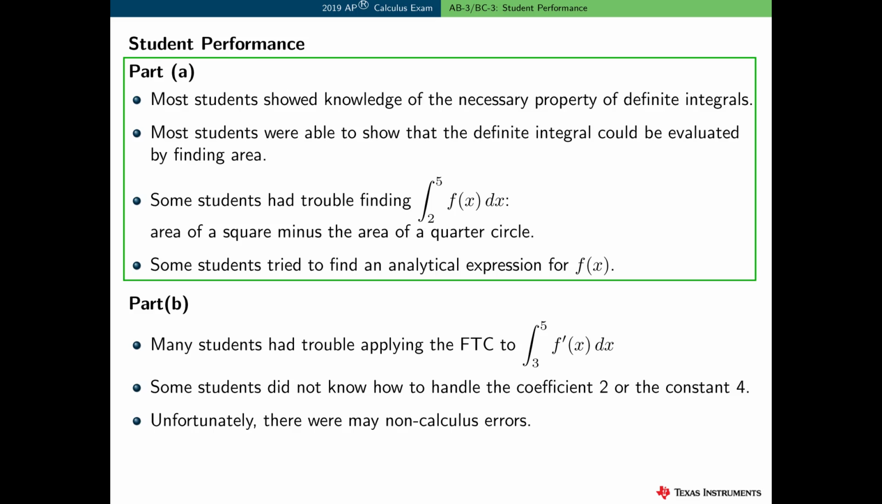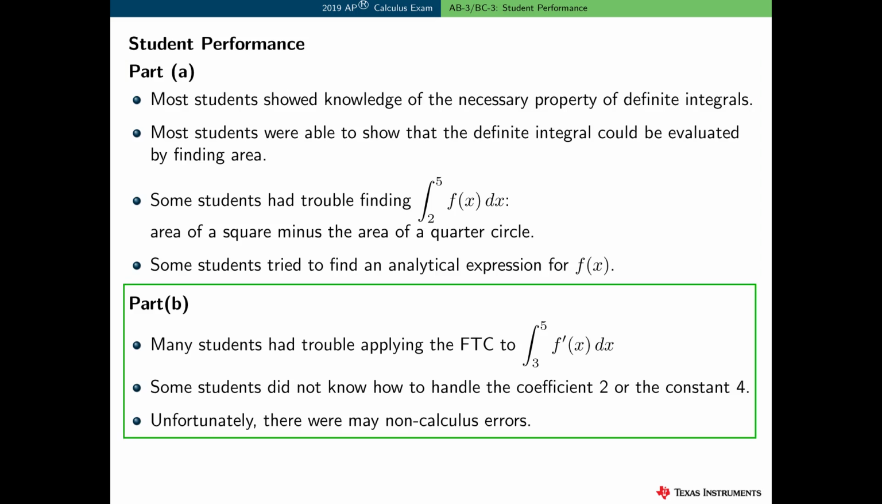However, some students had trouble finding the definite integral from 2 to 5 of f(x) dx. Now, this integral could be evaluated by finding the area of a square minus the area of a quarter circle. And there were also some students who actually tried to find an analytic expression for the function f, a piecewise defined function. This was a possible solution method, long, but certainly possible.